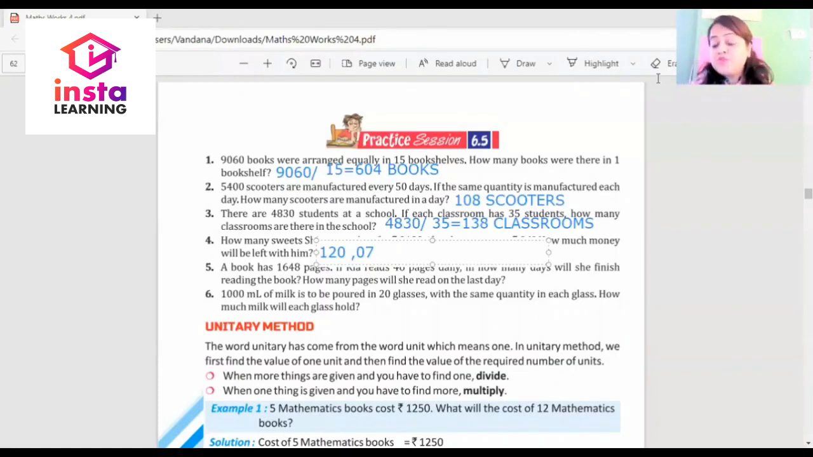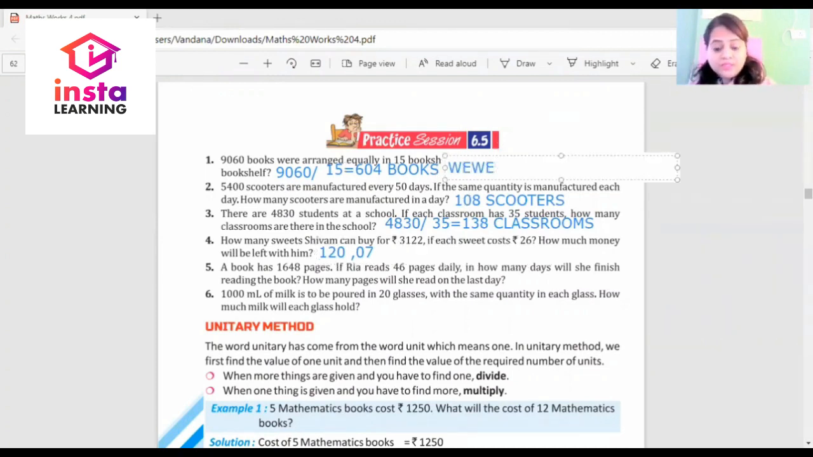Students, it's your 6.5 exercise related to word problems. So read it very carefully. 9,060 books were arranged equally in 15 bookshelves. How many books were there in one bookshelf? So you have to divide both the numbers. That is 9,060 is your dividend and 15 number is your divisor. So students, you will get the answer 604. You can write here, books were there in one shelf. Okay, bookshelf.